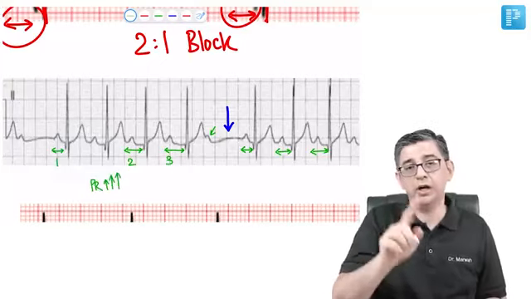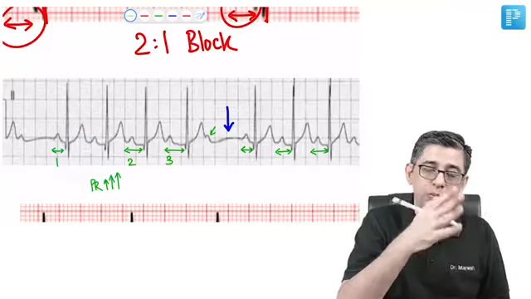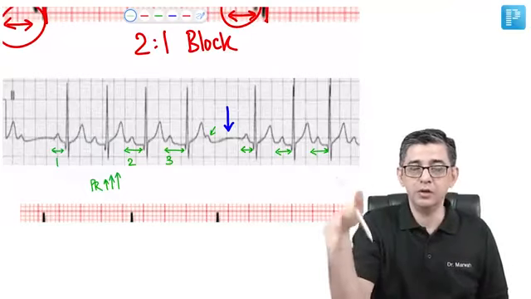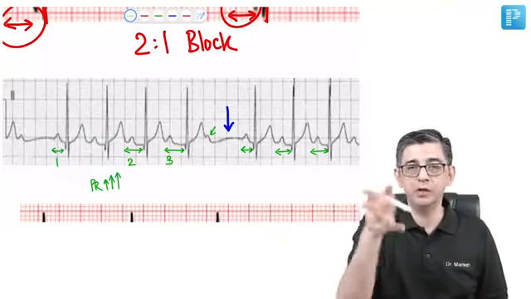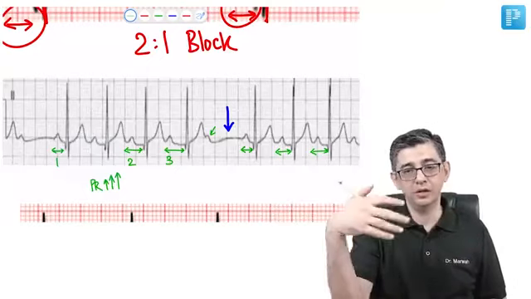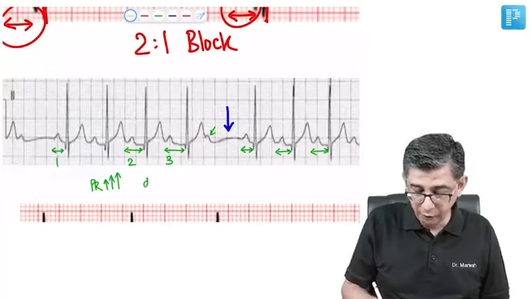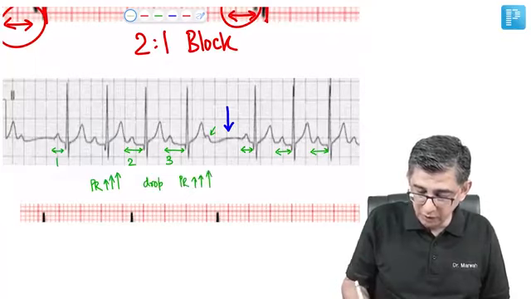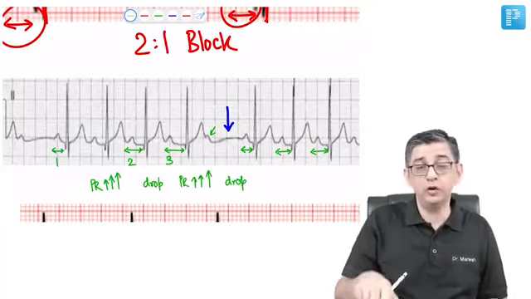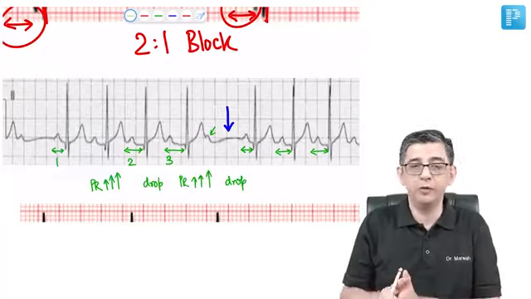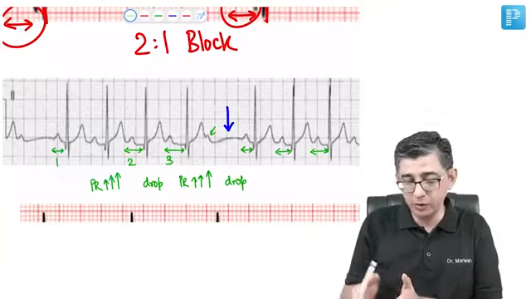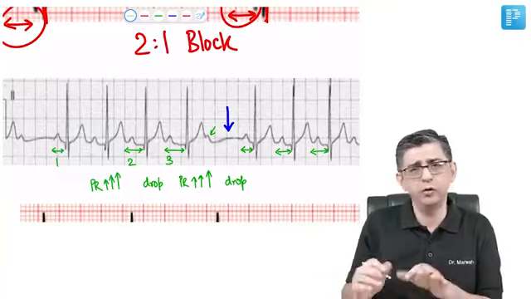In Mobitz 2, it was PR constant, constant, constant, drop, constant, constant, constant, drop. In 2:1, it was conduction, non-conduction, conduction, non-conduction occurring alternatively. In this case, there's a progressive rise of the PR interval, drop, again a progressive rise of the PR interval, again there will be a drop, and it is not necessary that the drop will occur every third beat or it might occur every fourth beat.